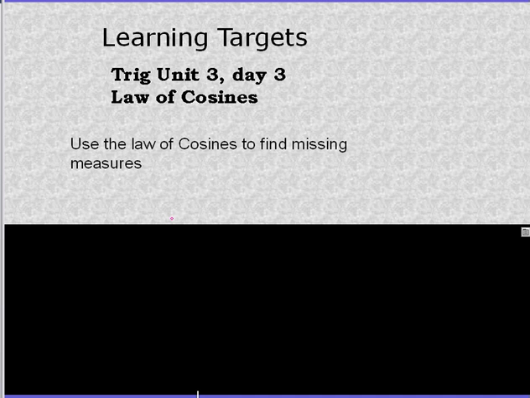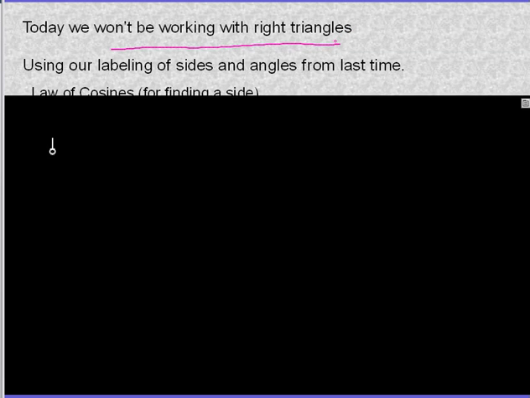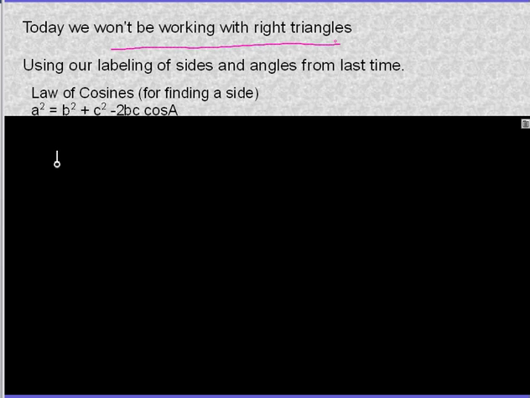We're going to use the law of cosines to find missing measures. So it has two forms. One allows you to find a missing side, and one allows you to find a missing angle. So not right triangles. Any triangle, this will work. We're going to continue with our labeling, except C is not necessarily a right angle.